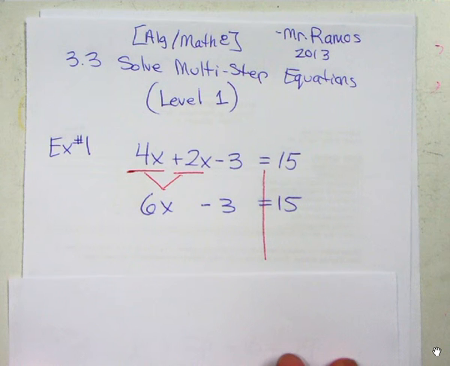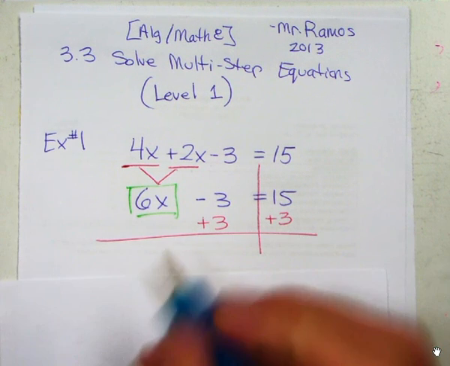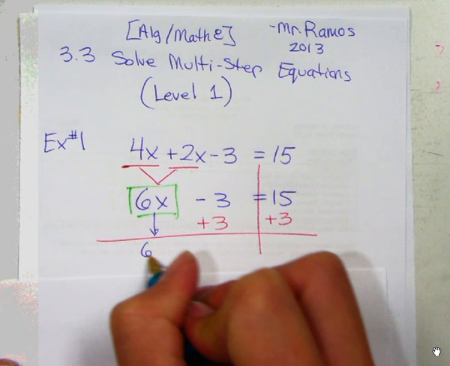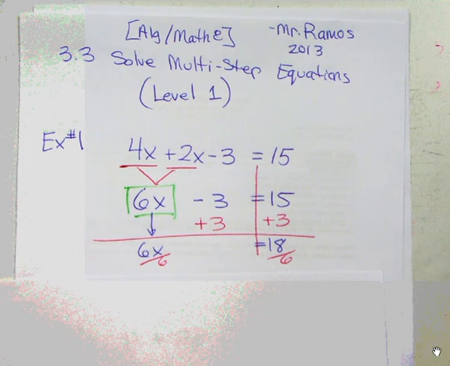All right. So here's my variable. I want to keep that there for now. So if I cover that up, I can see that I need to get rid of this negative 3. So I add 3 to both sides. If I do that, I can now bring down my 6x. That's going to equal 18. So 6 times some number equals 18. Well, if I divide both sides by 6, I find out that x is equal to 3.